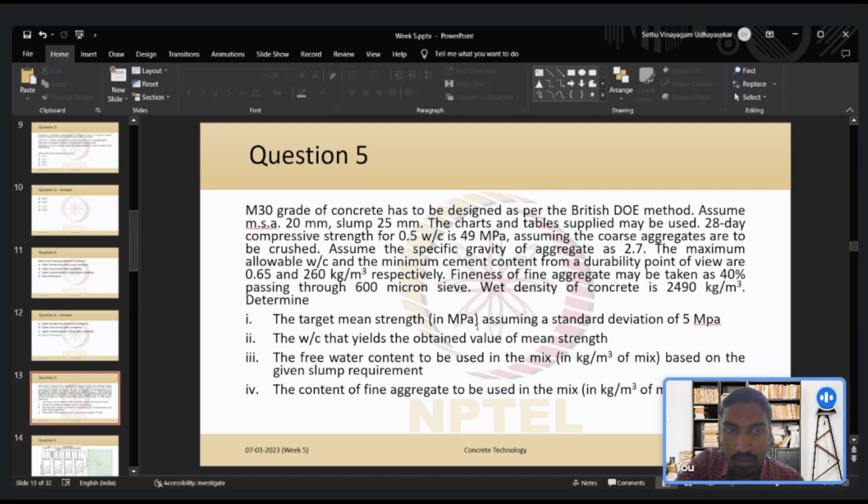So we have been given this information, and what we want to find out is the target mean strength, assuming that the standard deviation of the strength is 5 MPa, the water to cement ratio that will yield this target mean strength, and then the free water content that should be used in the mix based on the given slump requirement, which is 25 mm, and then the content of the fine aggregate to be used in the mix, right?